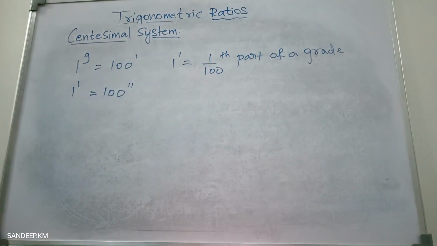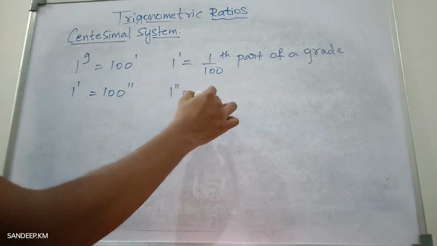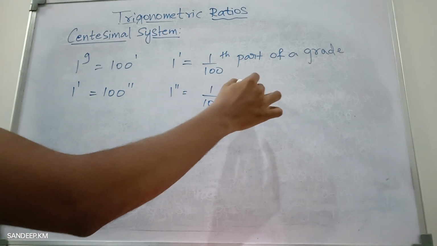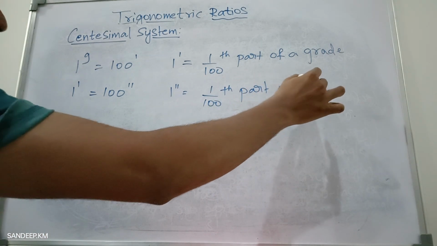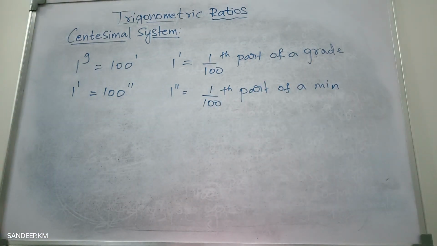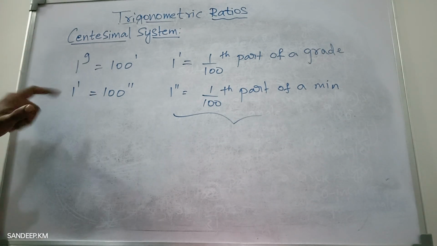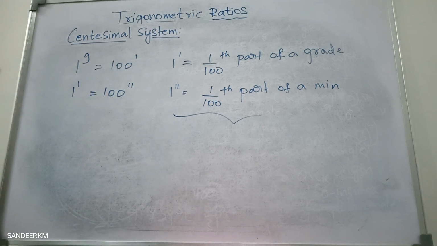Similarly, they will ask us what is the definition of 1 second in this system. It is 1 by 100th part of a minute. So this is not much important. Come back to this. In this particular system, 1 grade is equal to 100 minutes and 1 minute is equal to 100 seconds.